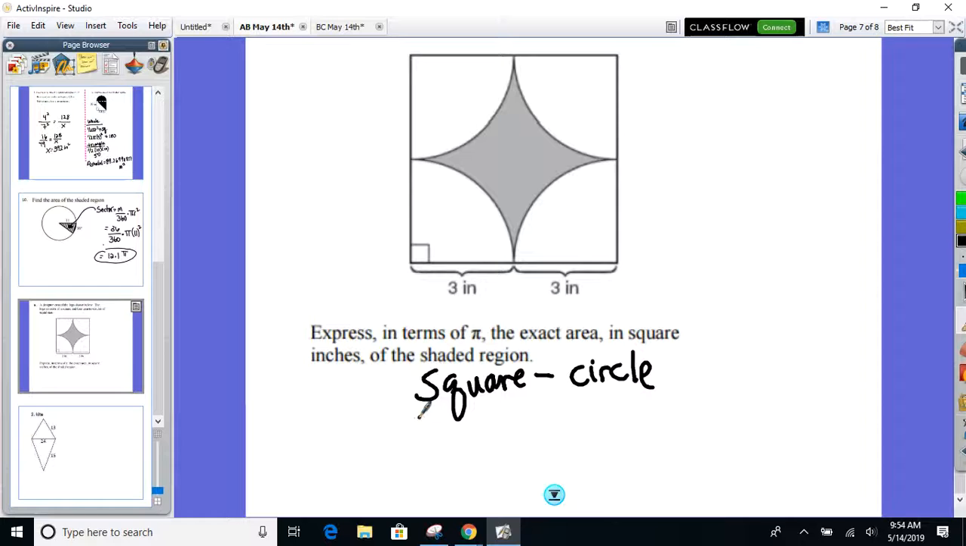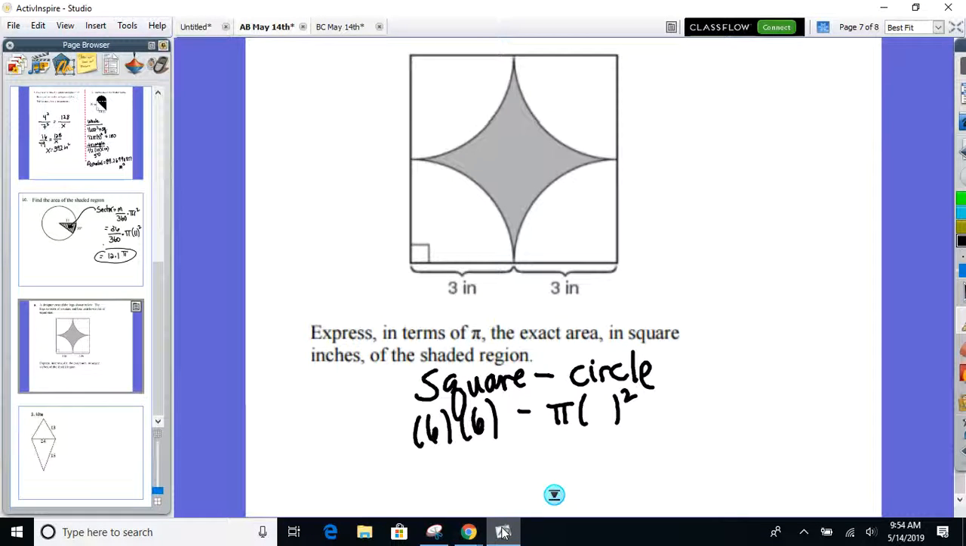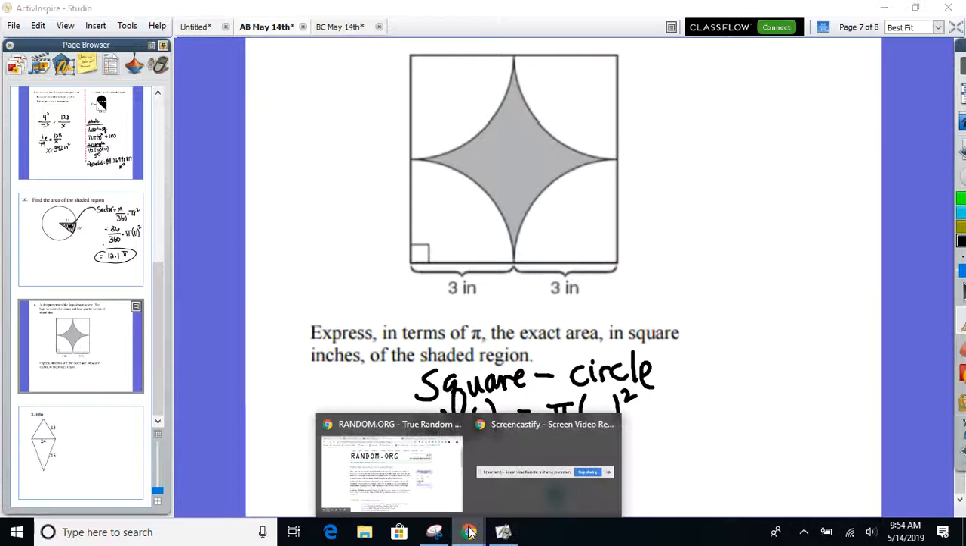Okay, so 6 times 6, got it. Minus, how many quarter circles are there? 4 makes a full circle. So I'm going to use pi r squared here. Just need a little help with the radius length of one of the circles.